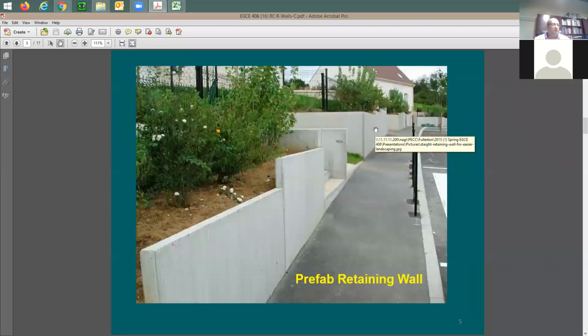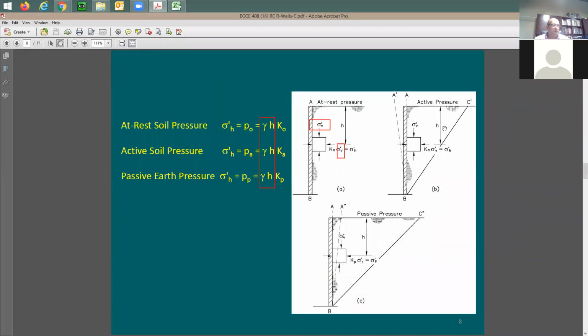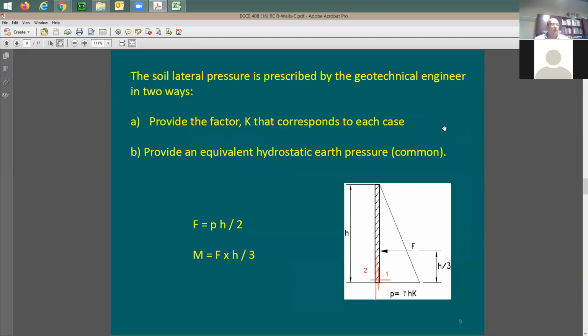To continue on retaining walls, we concluded that if you're going to have a cantilever wall exposed to active soil pressure, the value at the bottom is going to be equal to gamma times h, which means the vertical weight. Gamma times h is the vertical pressure multiplied by K, and this K is going to be K active.